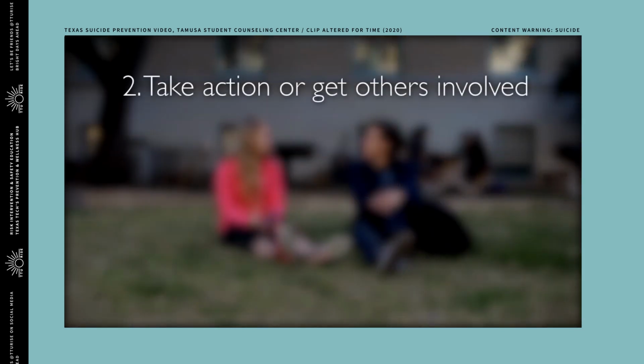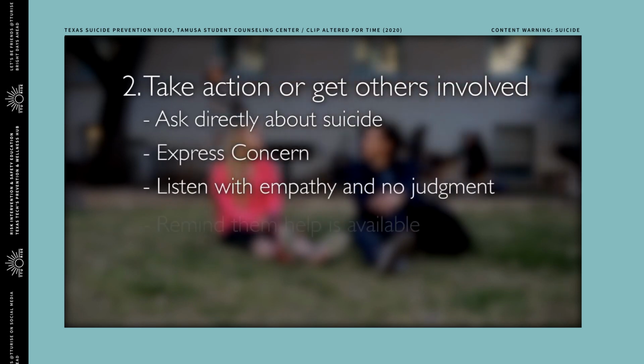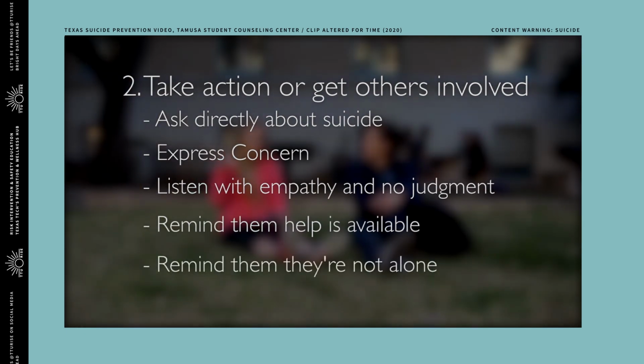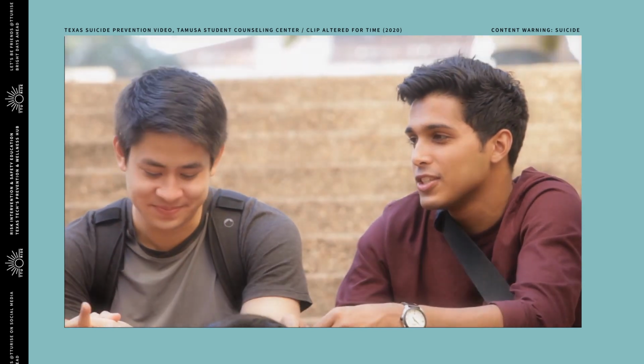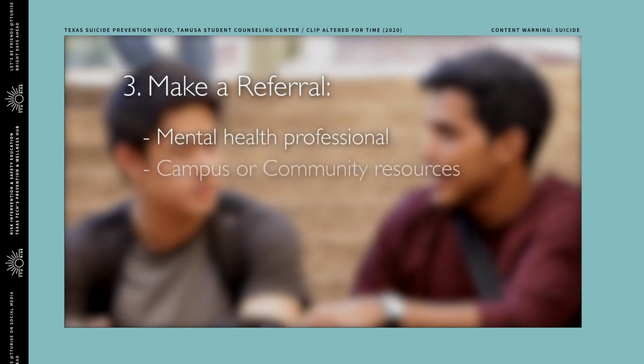Take action and reach out directly or get others involved who can help. Ask directly about suicide. Express concern. Listen with empathy and no judgment. Remind them that help is available. Remind them that they're not alone. Make a referral to a supportive resource like a mental health professional or other campus or community resources.